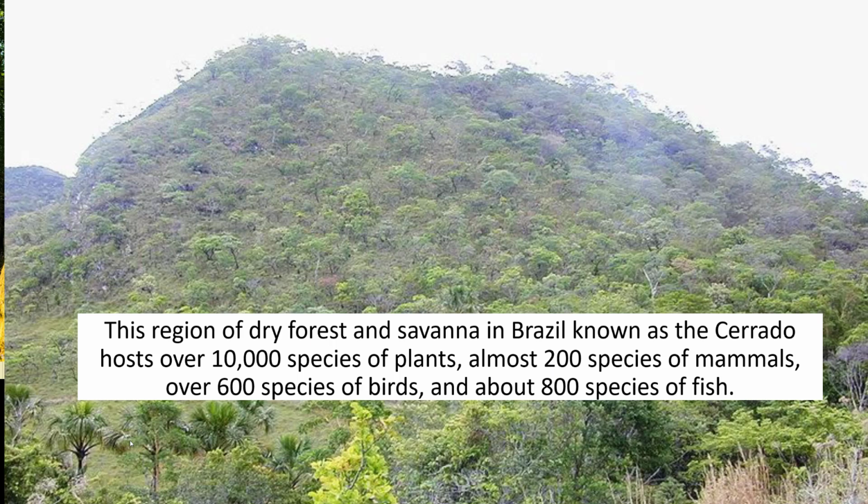Okay, let's look at this example of a dry forest and savanna in Brazil. This is known as the Cerrado, and there are over 10,000 species of plants, 200 species of mammals, 600 species of birds, and 800 species of fish that call this area of Brazil home. And this is their habitat. Very rich in biodiversity, one of the most dense areas of the world, hosting a very complex interaction among different populations. So, this community is very diverse and very resilient to change.